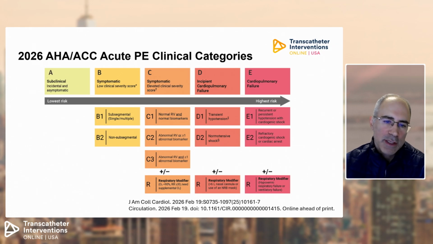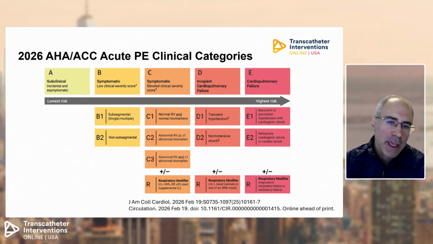D1 would have transient hypotension but then have recovered, but we all can recognize that that's not a good thing for our PE patients. And then D2 are patients with normotensive shock. And that we now give guidance in the recommendations for the use of lactate to detect these patients and other metrics. And you can also have a respiratory modifier for these patients.